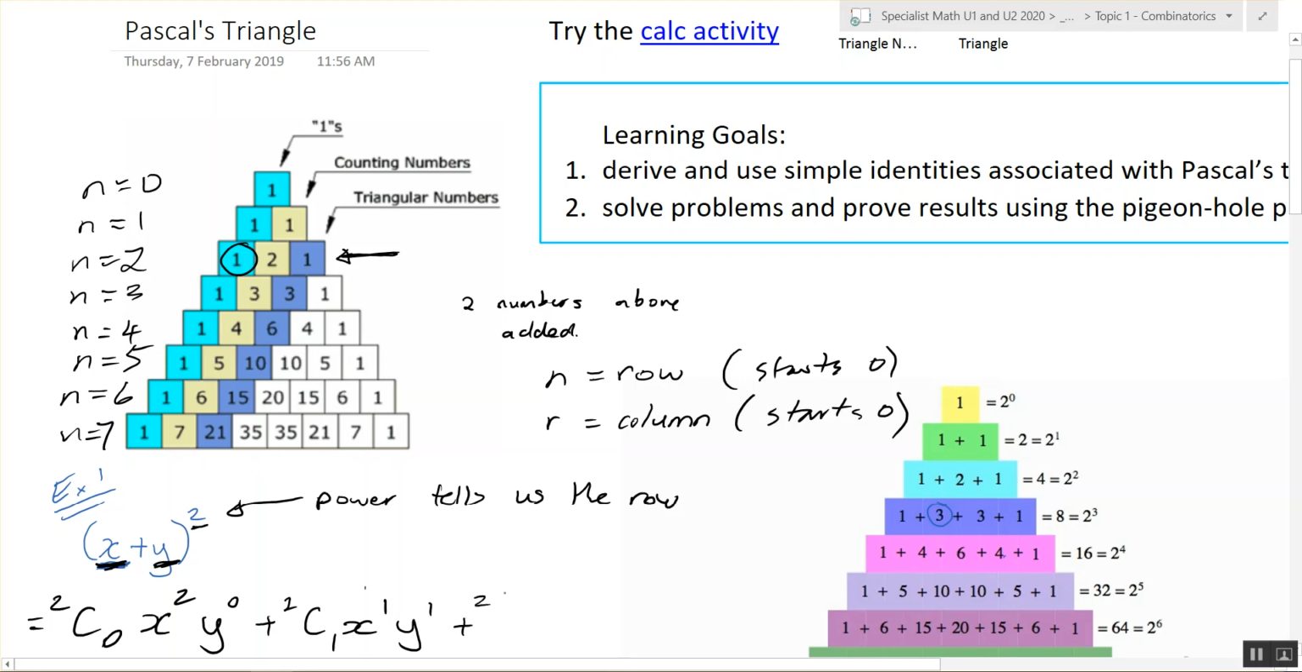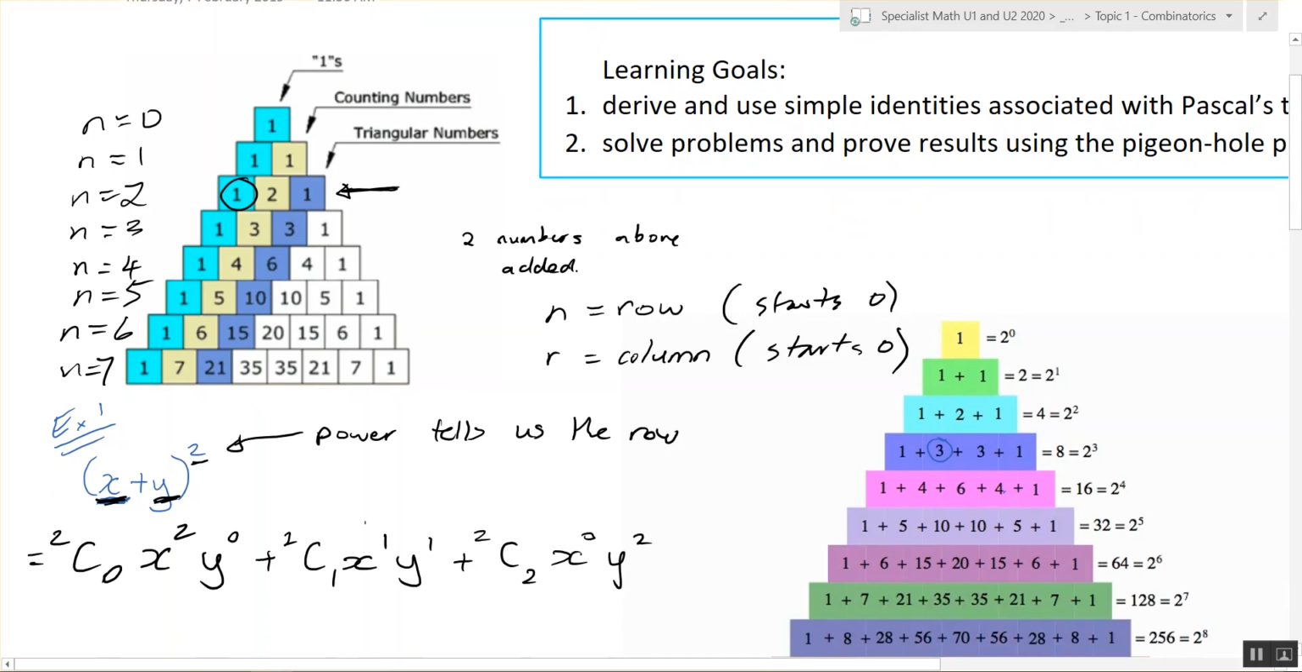You then go to the next C. So you're going to the next element or the next column. And the x is going down a power and the y is going up a power. So you should already know the answer to this anyway.